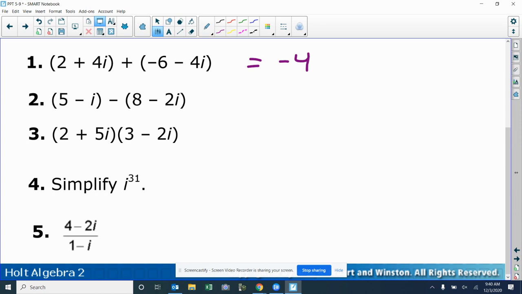Now on that second one, make sure you distribute that negative. It's going to change a few things there.